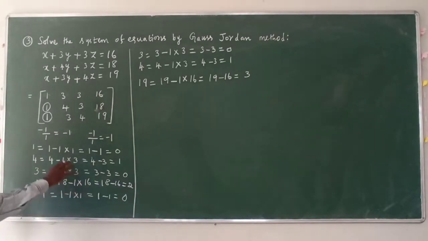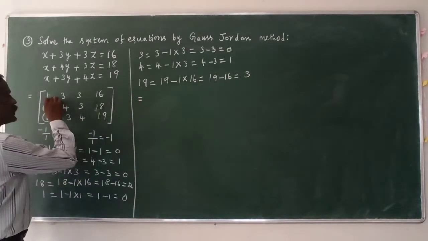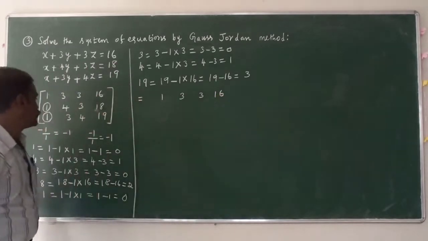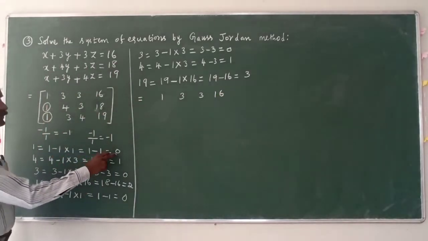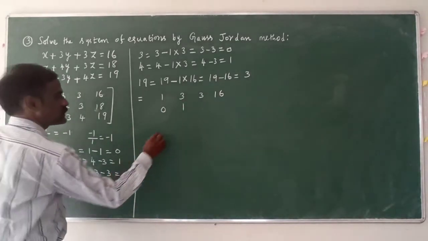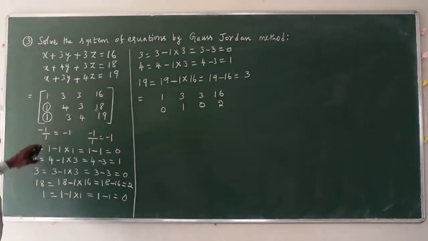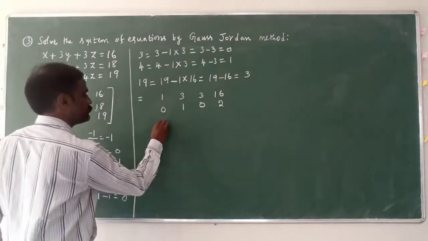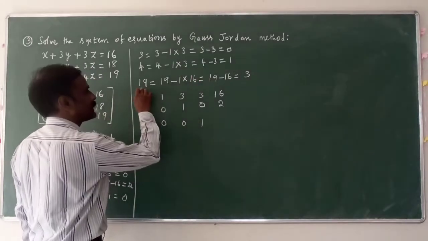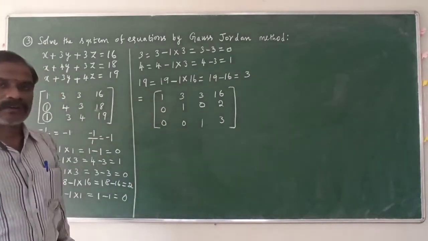Now we substitute the row 2 and row 3 values here. Row 1 will be the same: 1, 3, 3 and 16. Row 2 is 0, 1, 0, 2. Row 3 is 0, 0, 1 and 3. This is step number 1.